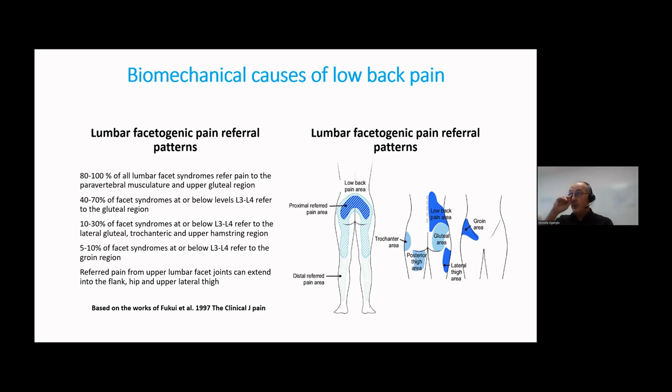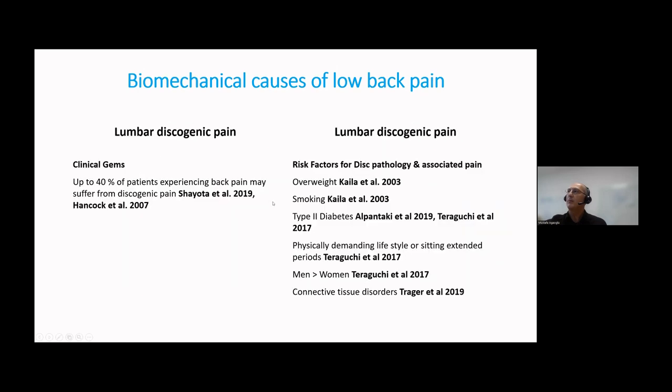When I looked at the referral patterns for facetogenic pain, you can easily see that it involves paraspinal musculature. It could easily be mistaken for myospasms or myogenic pain patterns. But then you also see its referral pattern into the gluteal region. And for anything at or below the level of the L3, L4 facets, you can see, in varying percentages, referral going down the leg, staying above the knee, or going below the knee. We can easily mimic any type of radiculopathy or other conditions that I will try to touch upon, as well as having an inguinal or groin area referral.